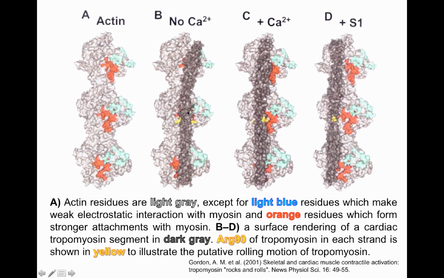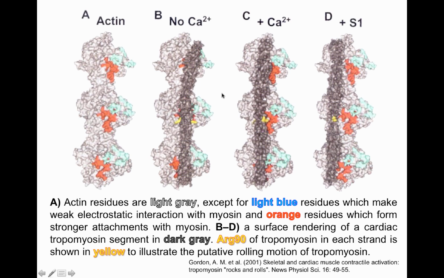When we have tropomyosin in the picture, you can see that the orange residues, which are bound by myosin, are completely blocked. In this tropomyosin molecule, you can observe, as a gauge to show you the movement, the arginine 90 amino acid in tropomyosin, shown here in yellow, so you can actually see it on the side. The tropomyosin is shown as a dark gray molecule that crosses and blocks the orange residues, which are the ones having a really strong attachment to myosin. The lighter blue residues that have weaker attachments to myosin can still be seen, but not the orange ones.